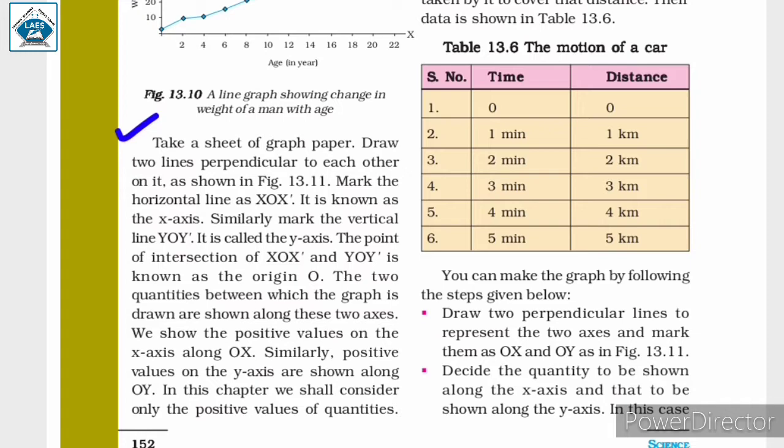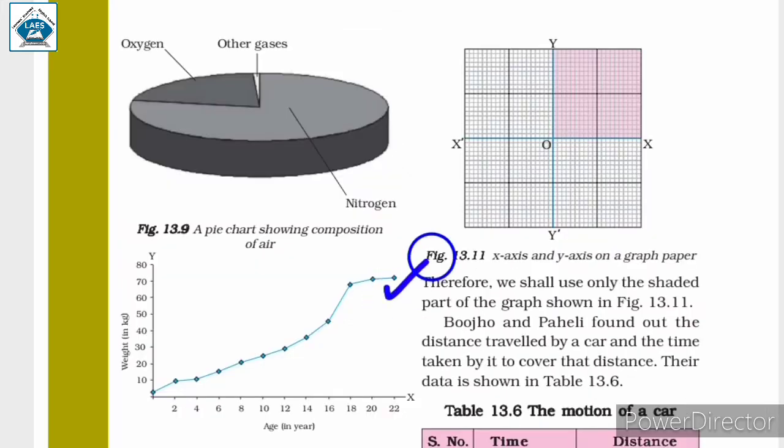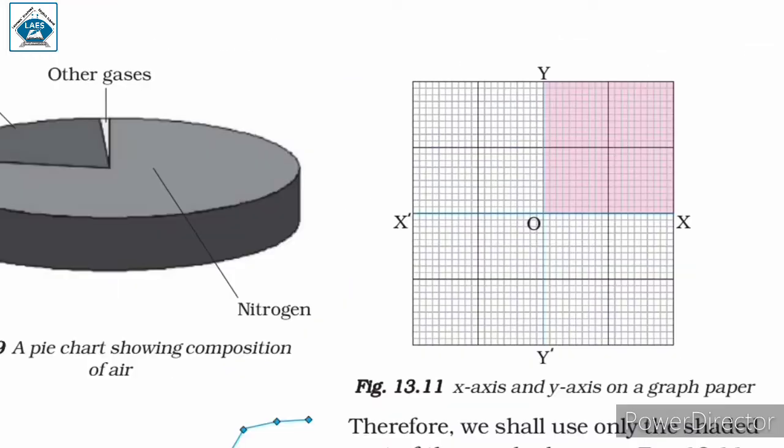The two quantities between which the graph is drawn are shown along these two axes. We show the positive values on the x-axis along OX. Similarly, positive values on the y-axis are shown along OY. In this chapter, we shall consider only positive values of quantities. Therefore, we shall use only the shaded part of the graph shown in figure 13.11. Here in figure 13.11, we are given the x-axis and y-axis on a graph paper.